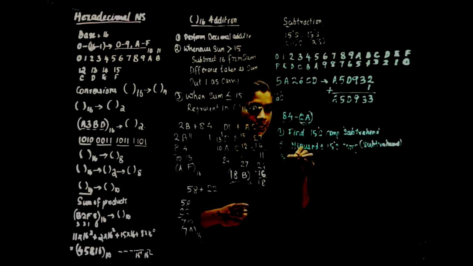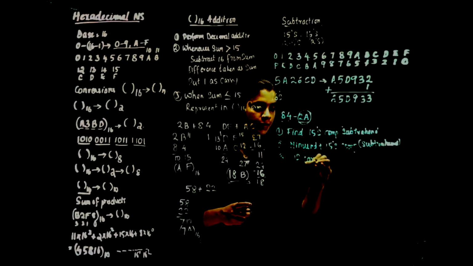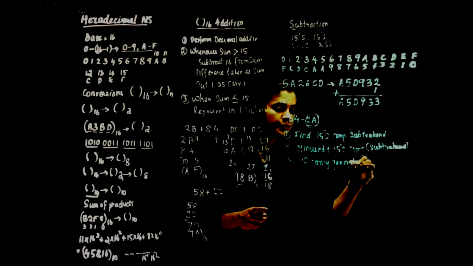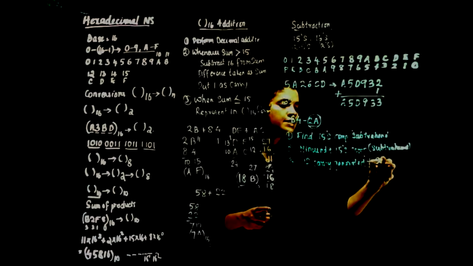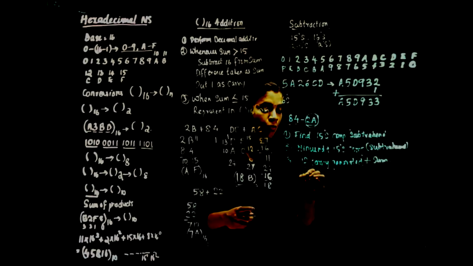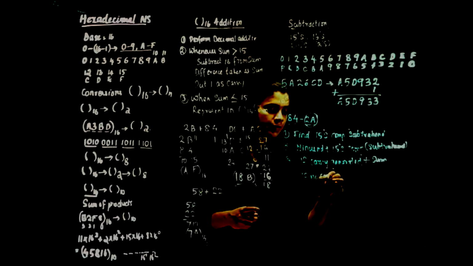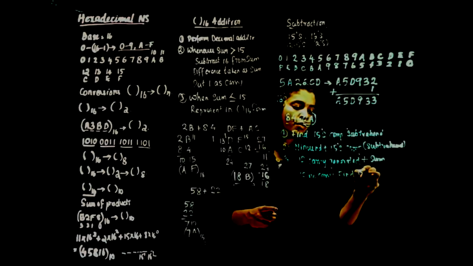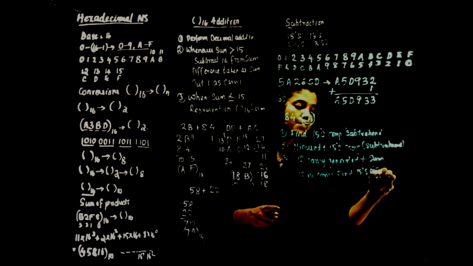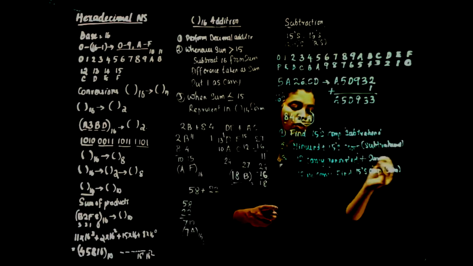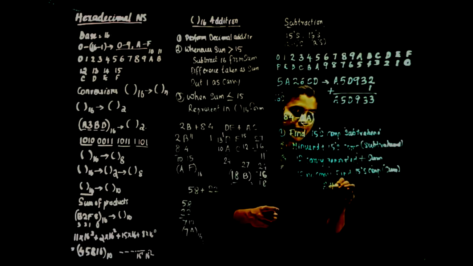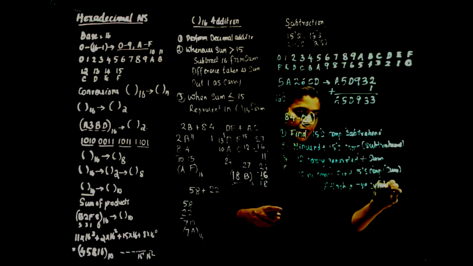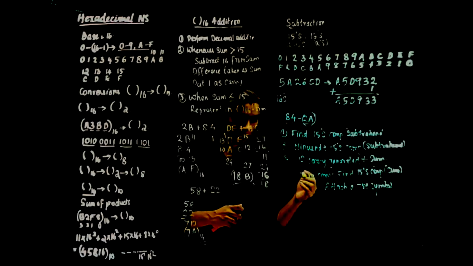If a carry is generated, add it with the sum. If no carry, find the 15's complement of the sum obtained, and attach a negative sign. Okay. So, we will see a few examples for this.